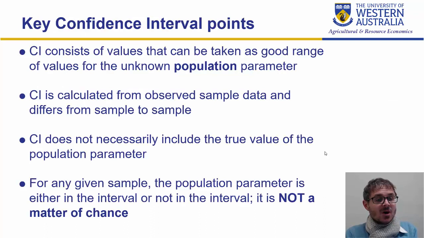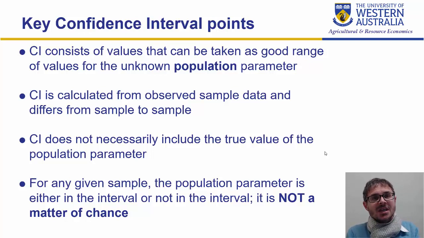Now, some things to know about confidence intervals and how to think of them. They're a good representation of where we think the population parameter exists. We calculate them from observed data, but it does not mean that we actually will have the population parameter in our confidence interval. We can't be certain of that. It's just a good representative range for where the population parameter will be.